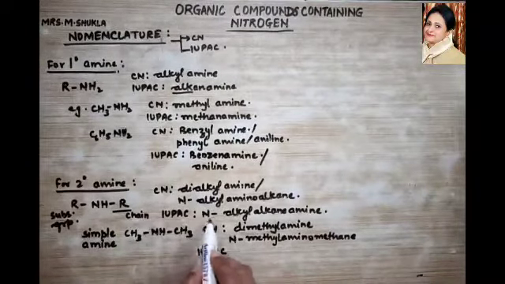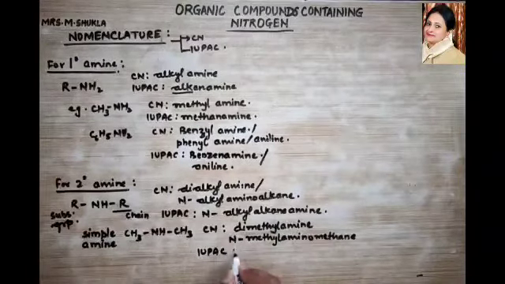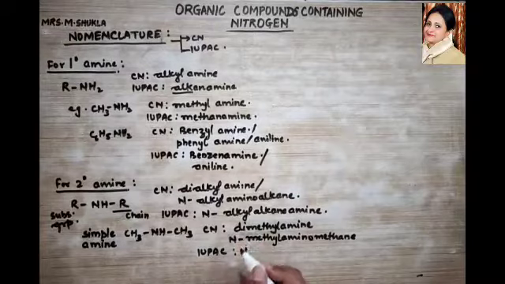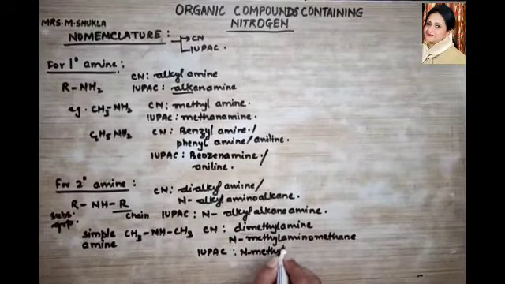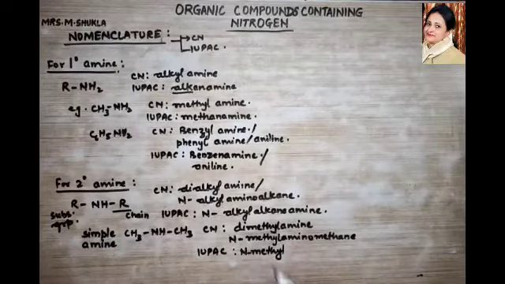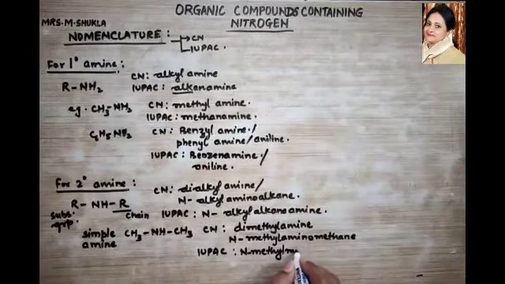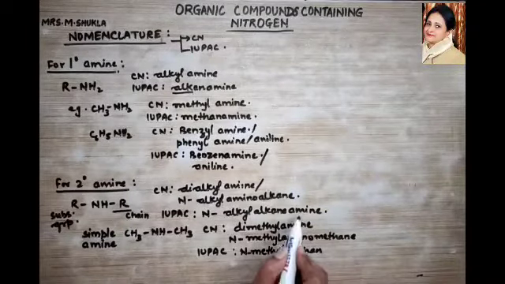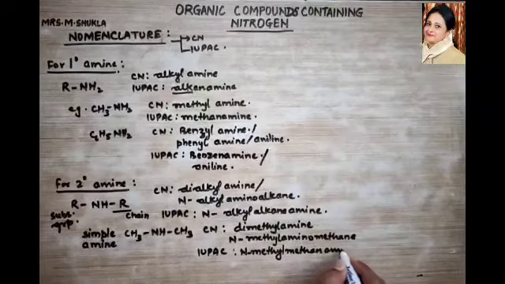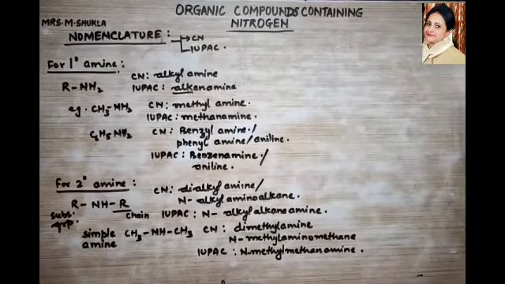And what about its IUPAC name? What did I tell you? N-alkyl alkane amine. What is the alkyl group here? Methyl. So N-methyl. What is the alkane here? Methane. So N-methylmethane amine. Is this clear to all of you?